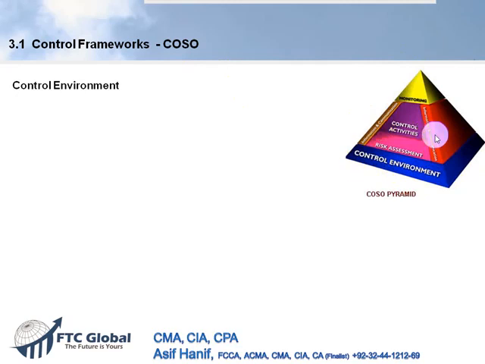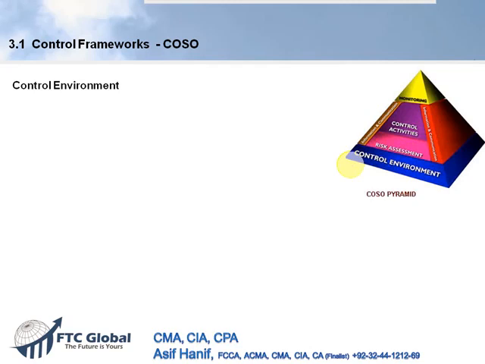Communication and information are the channels and the reporting lines established within an organization. And just look at this, monitoring is done by the top management or the executive management. So this structure is very useful in learning the overall structure of the COSO model. So what is control environment?